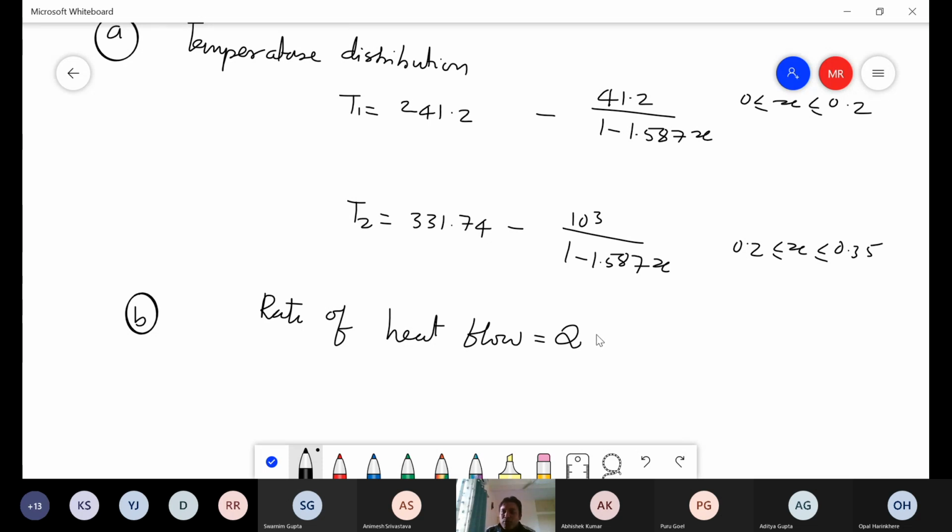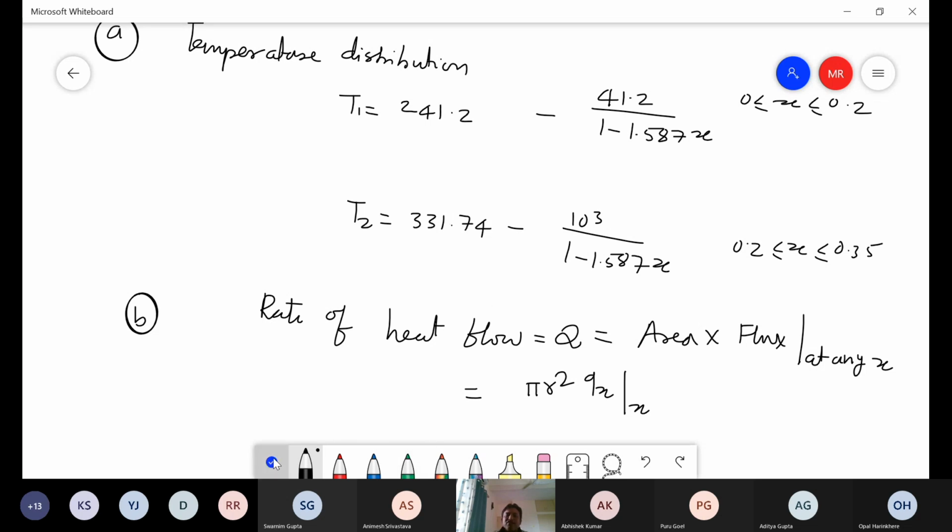So Q is going to be constant, and that we can write down directly as area into flux at any x, because Q is constant. Correct? So that means we can write down this as pi r square into qx at any x, right?